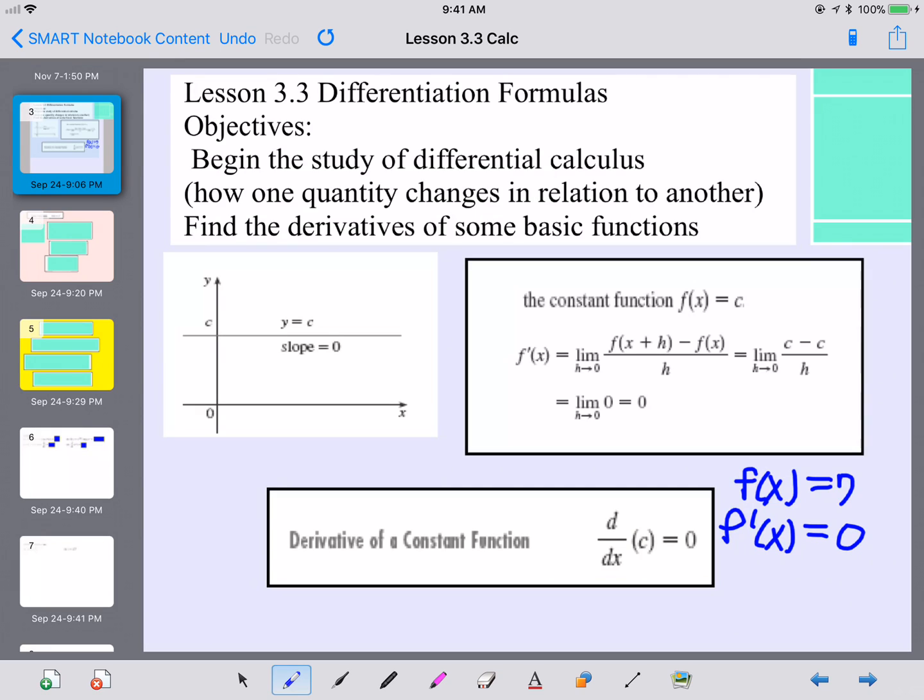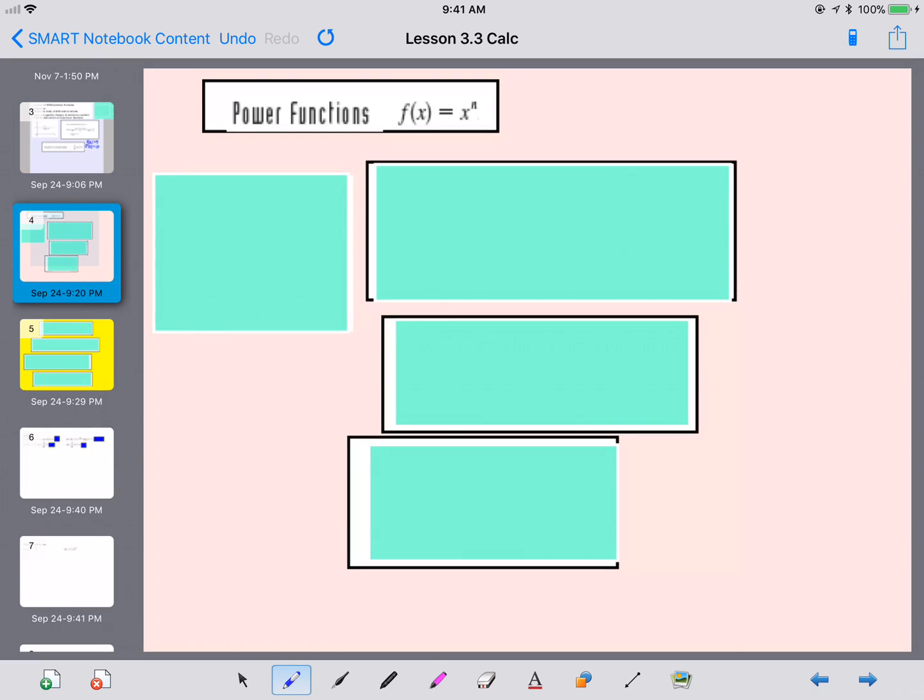Now, that's not the only type of function we've come across. We've come across lots of different types of functions, so we're going to need to look at some other types. The first ones we're going to deal with are power functions, on the next slide. Our next functions are what happens if our function is f of x equals x to some power.